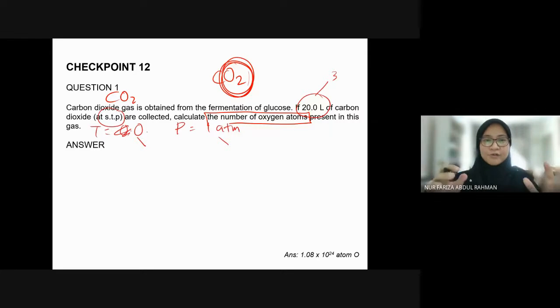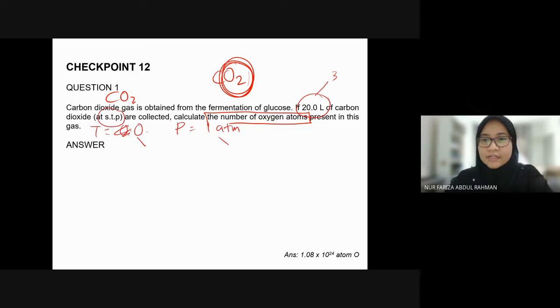So list out all the possible conversion factors that we may need to use in the dimensional analysis. Like I said, I'm not going to show you the conventional method, but later on maybe we can refer to the answer scheme. Okay, so we have CO2.